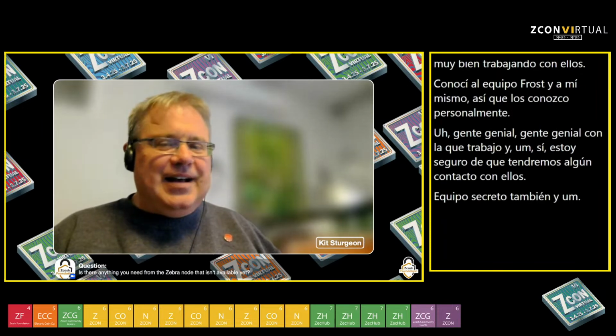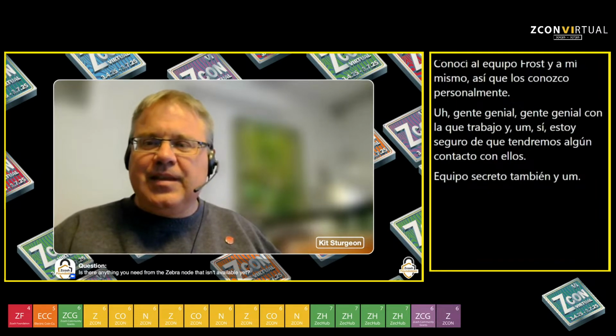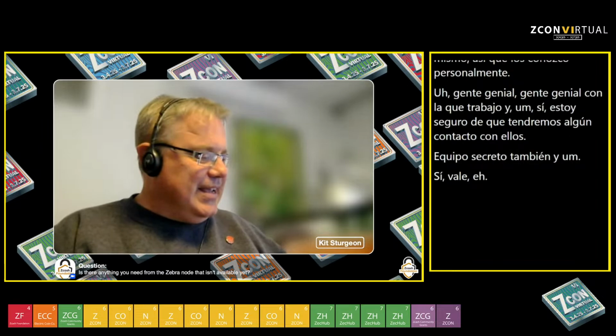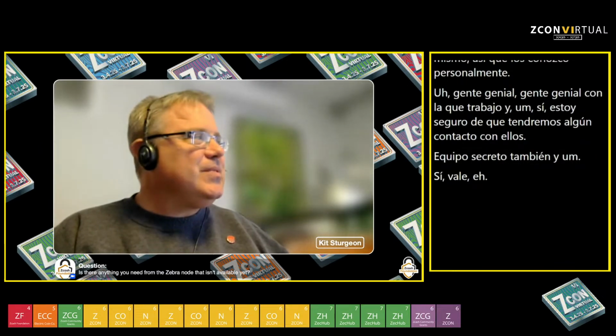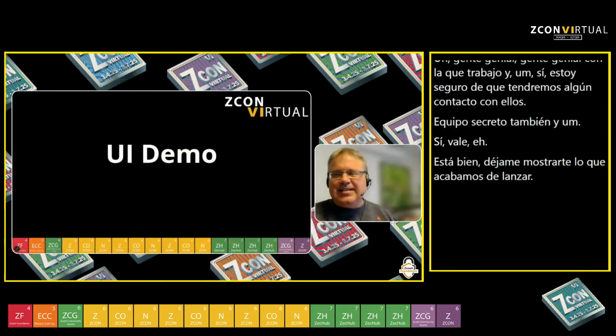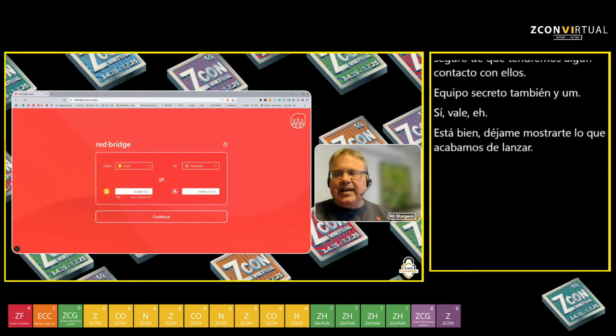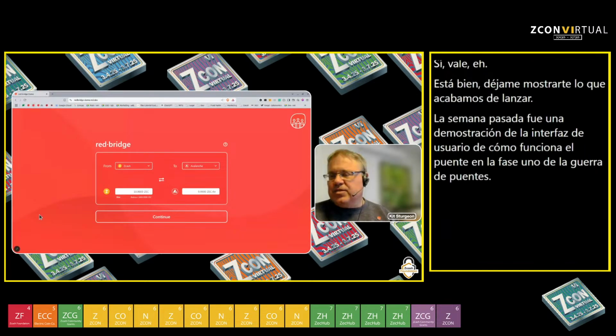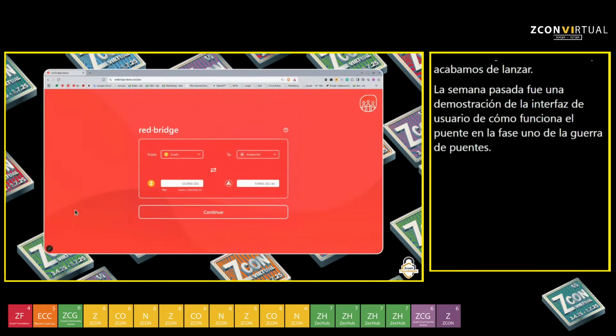All right, let me show you what we just released last week. It's a UI demo of how phase 1 of the bridge will work. You can use it on desktop or on your phone. I think it looks especially cool on the phone. This is the desktop version.